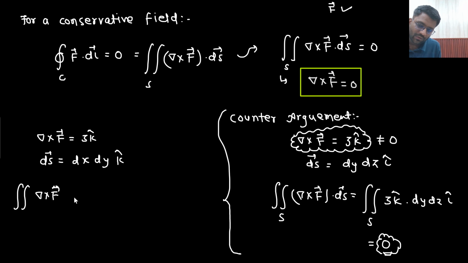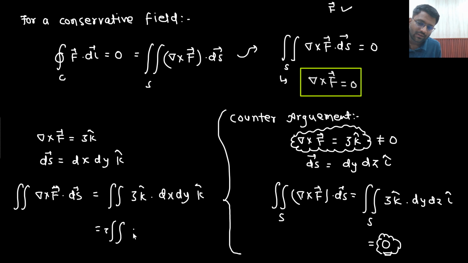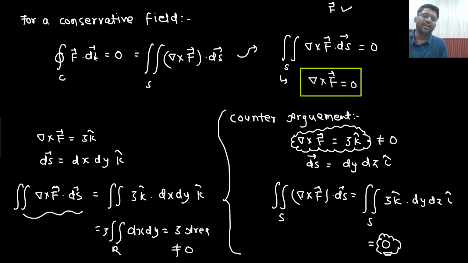Will it come out to be 0? It may be 0, it may be non-zero as well, because k cap are in the same direction. So eventually what you are getting? 3 dx dy. So it is simply representing the area, 3 into area, which is coming out to be non-zero. So del cross F dot ds came out to be non-zero. That means F dot dl will also come out to be non-zero. From here what you can see, closed line integral F dot dl will also come out to be non-zero.